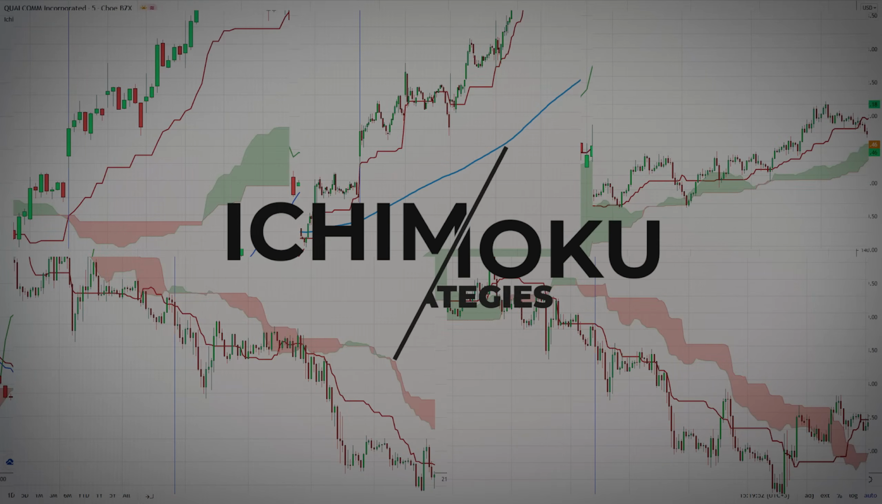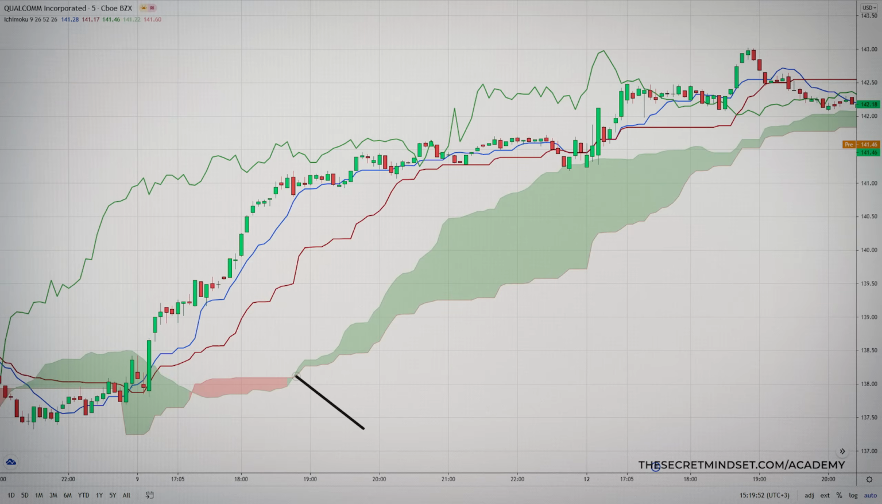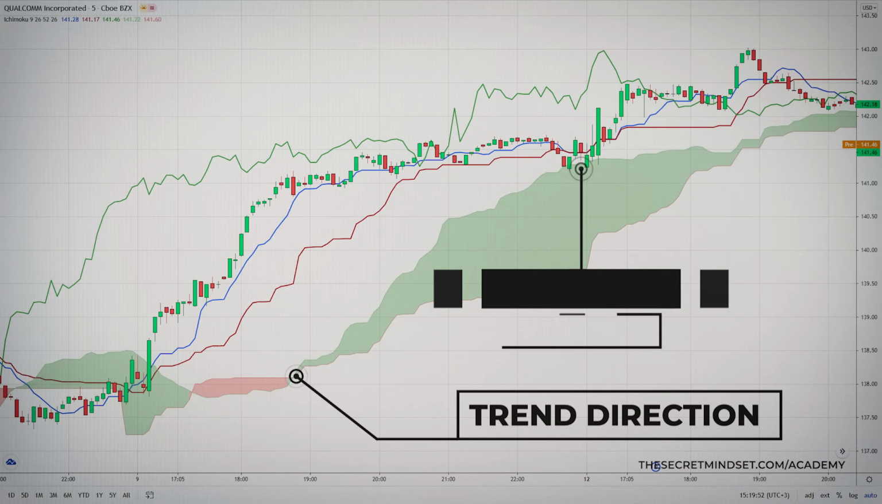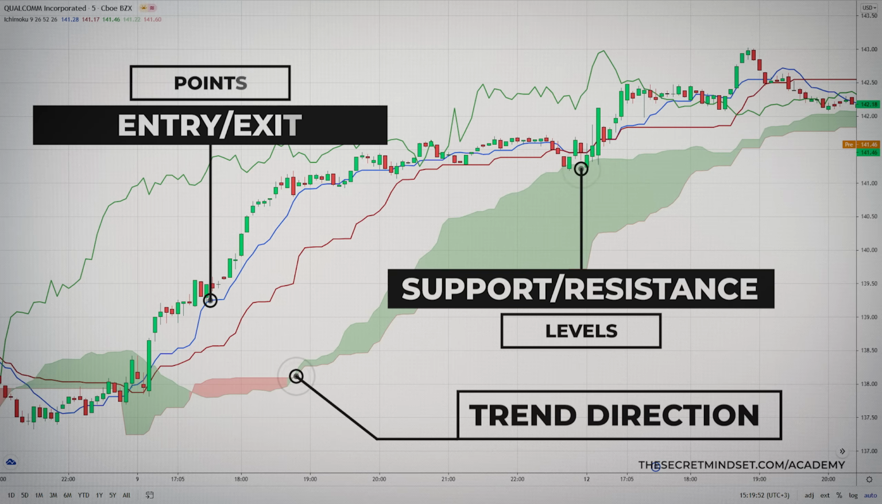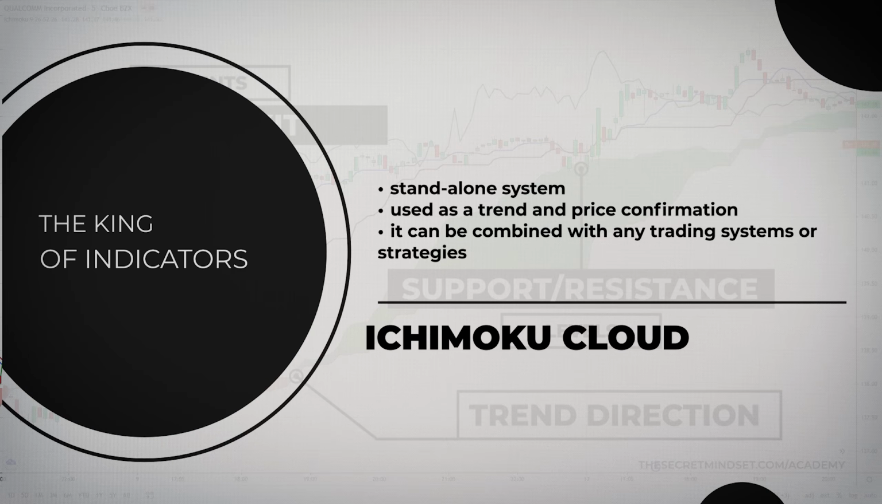Ichimoku cloud is mentioned to be the king of indicators, and with good reason, because with Ichimoku, it's possible to get the whole picture of the price, including trend direction, the main support and resistance levels, and exact entry and exit points. Ichimoku can be used in many ways. It can be used as a standalone system, or it can be used as a trend and price confirmation, and can be combined with any trading systems or strategies.